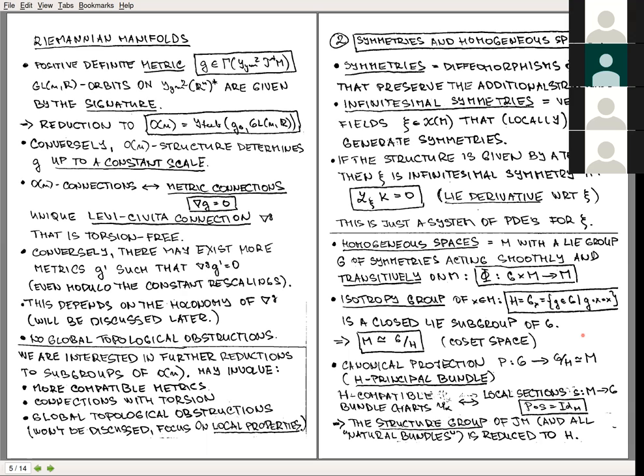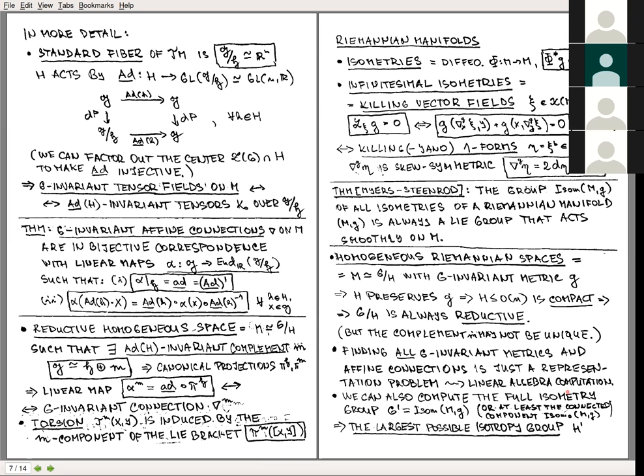And if we would like to look at H compatible bundle charts from this restricted atlas, which define some additional structure with structure group H, then the local sections of these H compatible bundle charts are in one-to-one correspondence to local sections from M, or some open subset, to G. And of course, local sections are defined by this equation. So the structure group of the tangent bundle and all the so-called natural bundles, for example tensor bundles constructed from the tangent bundle, is reduced canonically to H.